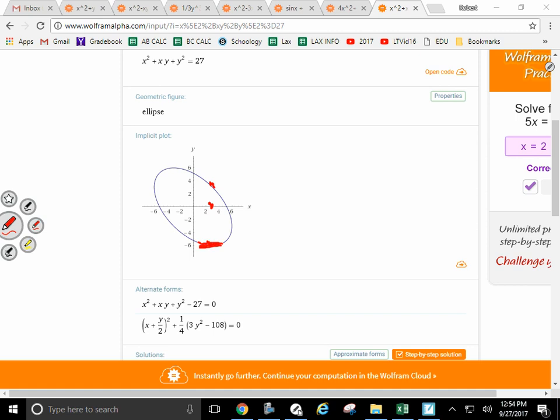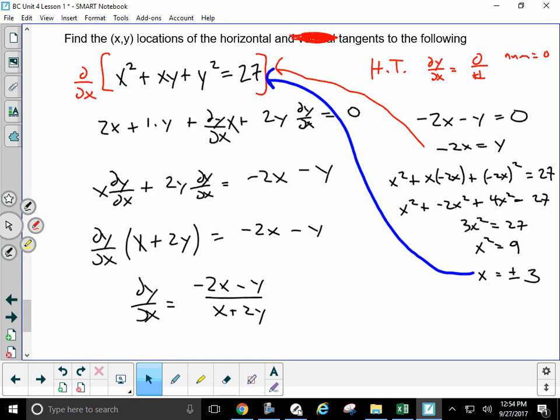When x is negative 3, I have 2 points, this and this. However, only this one has the correct horizontal tangent. So if I plugged it into the original, it'd give me both points. But I only want one of the two. How can I distinguish between the two? Well, actually, we're not going to plug back into the original. What can I plug it back into, though?